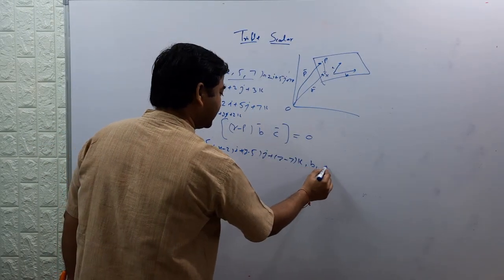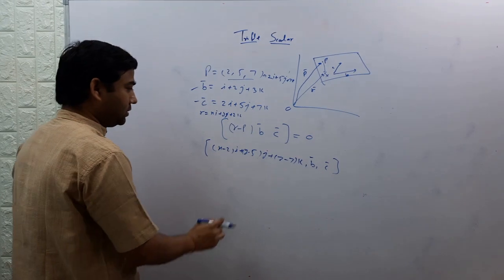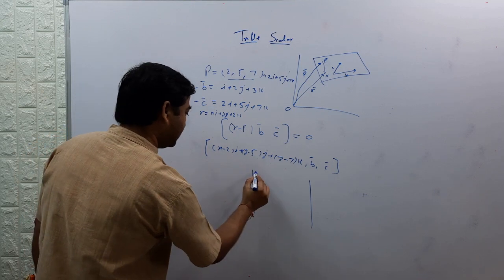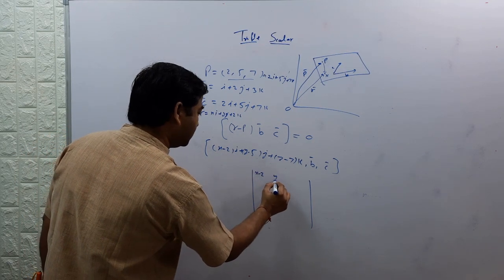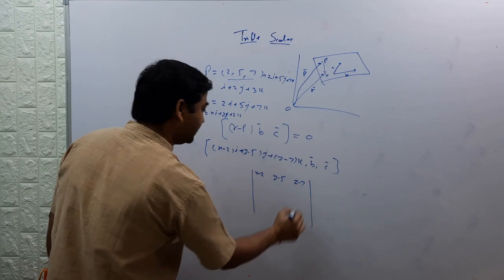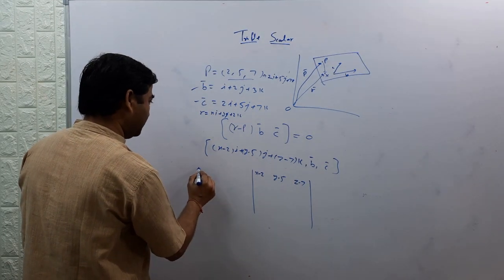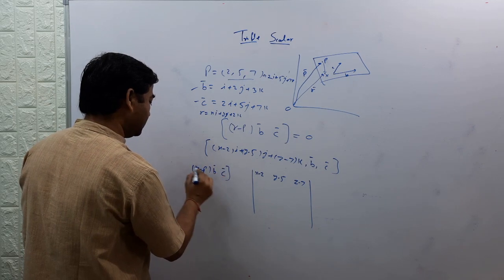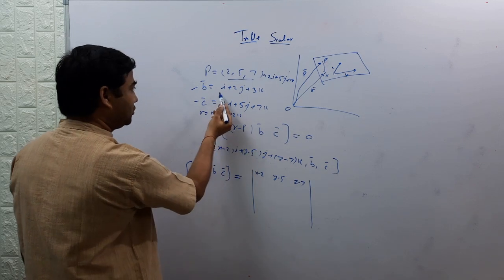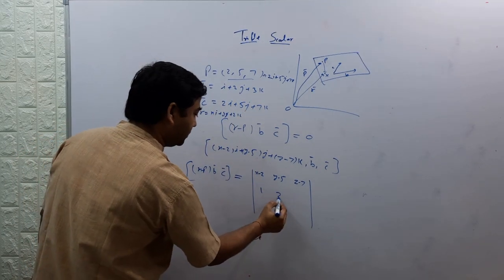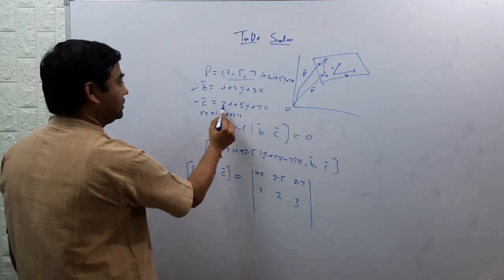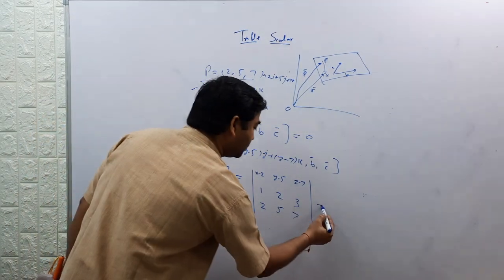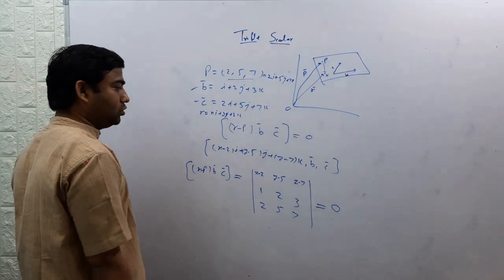And there are the other vectors B and C. Find the triple scalar product. It can be written as the determinant with rows x minus 2, y minus 5, z minus 7. So the triple scalar product of R minus P, B, C equals the determinant with coefficients of B: 1, 2, 3, and coefficients of C: 2, 5, 7, equal to 0, because these are coplanar vectors.